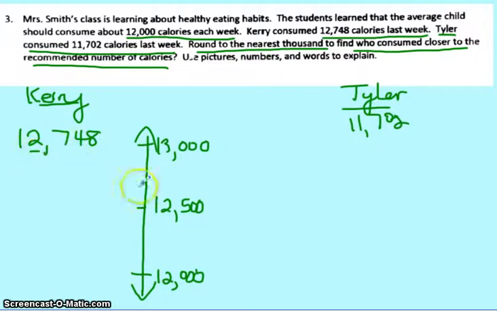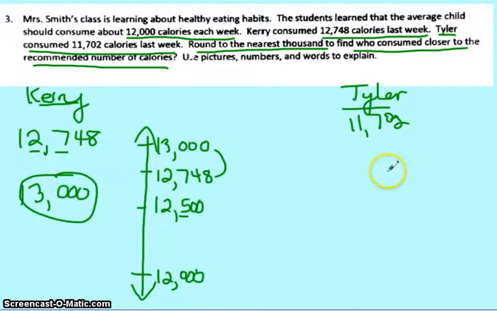So where would we put Carrie's number? Well, we see that Carrie ate 12,700. This is 12,500, so we know that 700 is more. So 12,748. And so the amount that Carrie ate to the nearest thousand is 13,000. Okay? So Carrie's is close to 13,000.